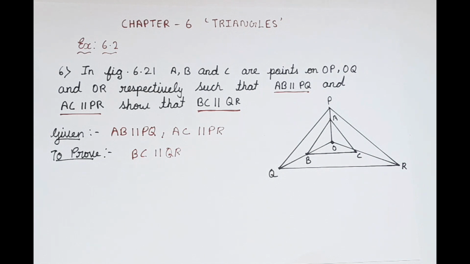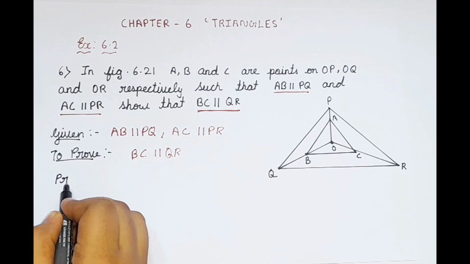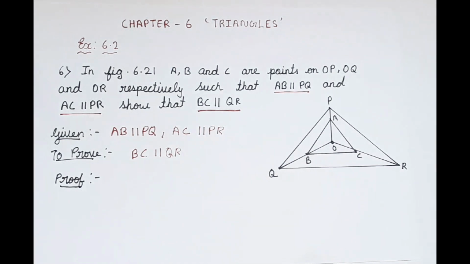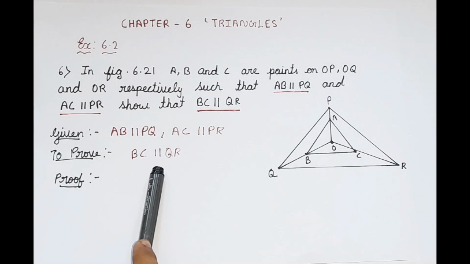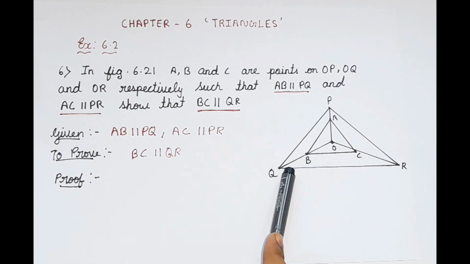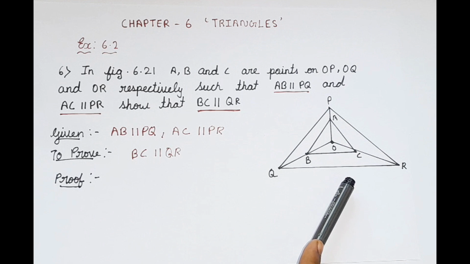To prove something we need proof, am I right? So let us write proof. I am writing it a little bit fast because we had already done these things in the previous questions as well. What are we supposed to prove now? We are supposed to prove BC is parallel to QR. Whenever they ask us to prove something, we are supposed to check it in the triangle. According to the triangle, BC is here and QR is here. So we are supposed to prove they are parallel.